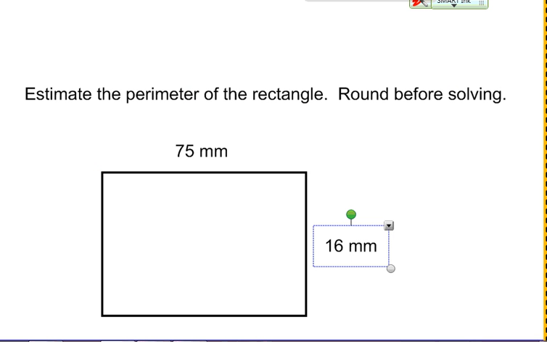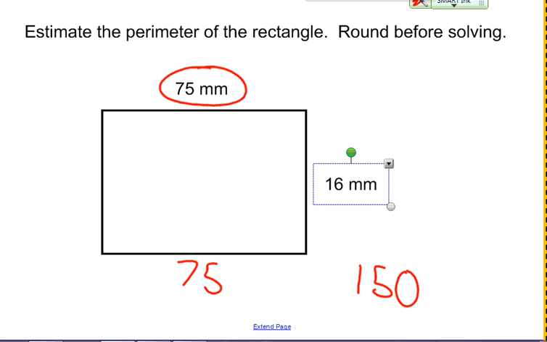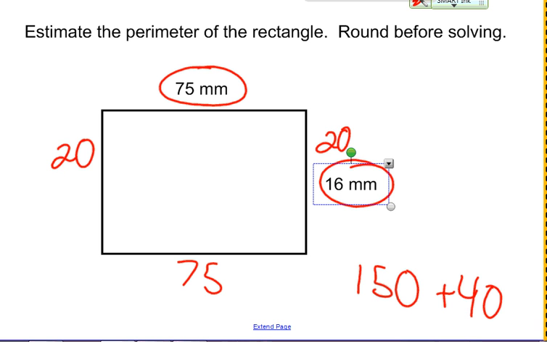Let's try another one. It says estimate the perimeter of the rectangle. It says round before solving. Now I see 75 millimeters and 16 millimeters. 75 is a pretty square number. I know 75 plus the 75 down here is pretty easy math. But this 16, I want to make that easier. I'm going to round that up to 20. So if I have 20 on this side and 20 on this side, that's going to give me 40. And in the end, I have an answer of 190 millimeters.